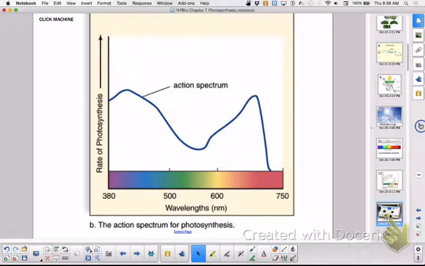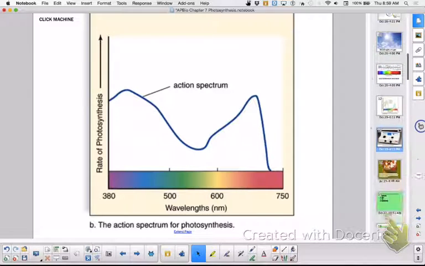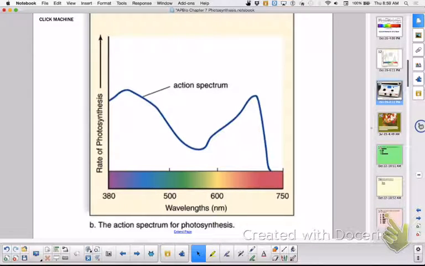A photosystem is a pigment complex, and what do I have in parentheses right there? Yeah, so those are the pigments that are there, and electron acceptor molecules within a thylakoid membrane. Where are thylakoid membranes? Inside the chloroplast. Good.